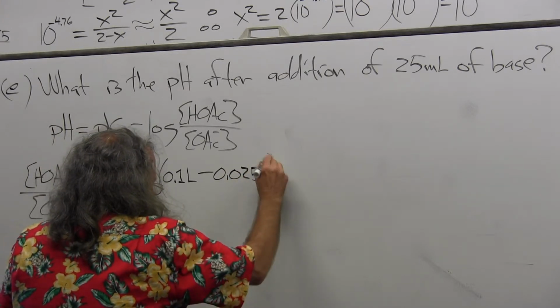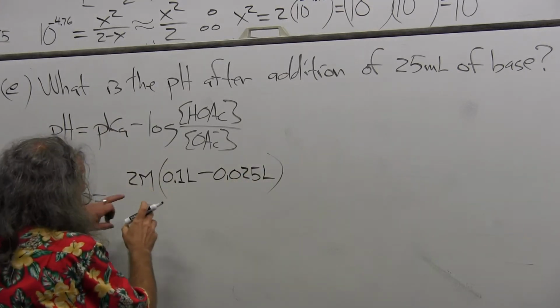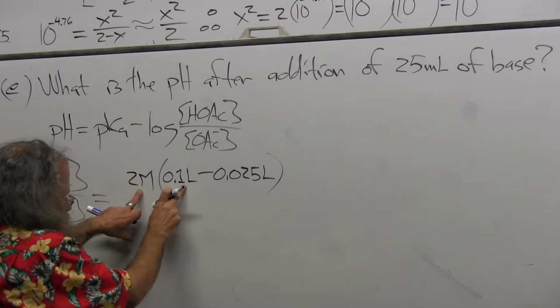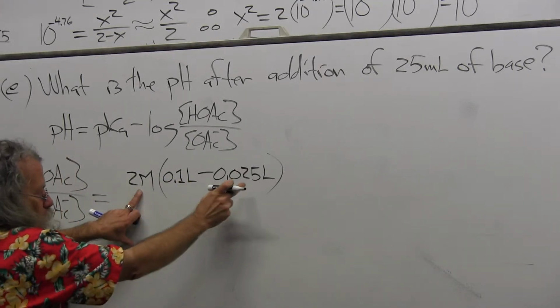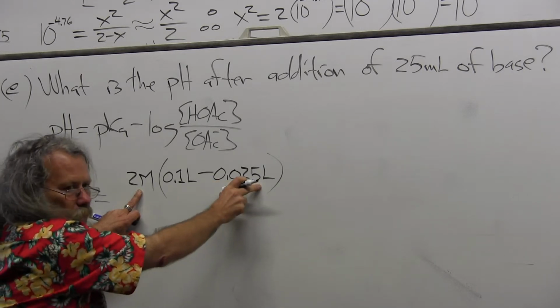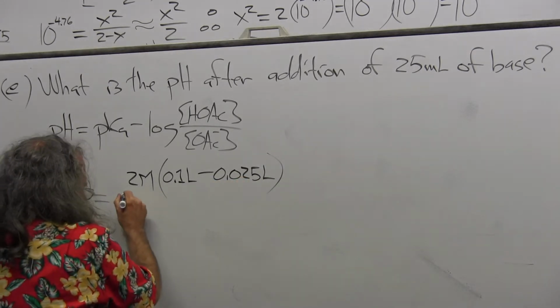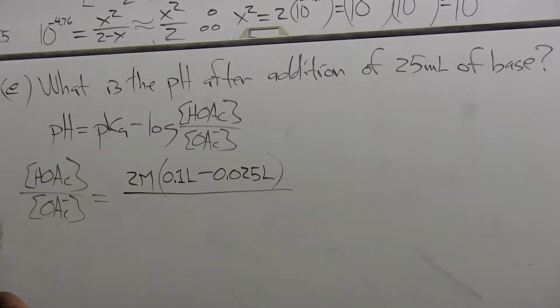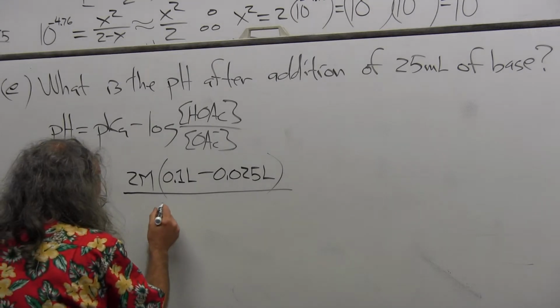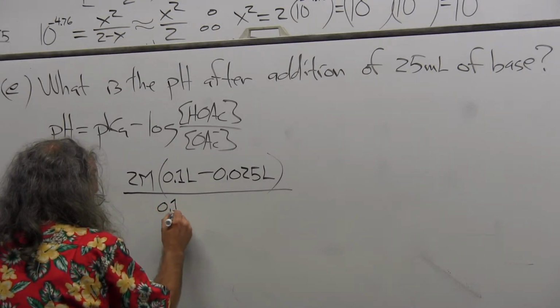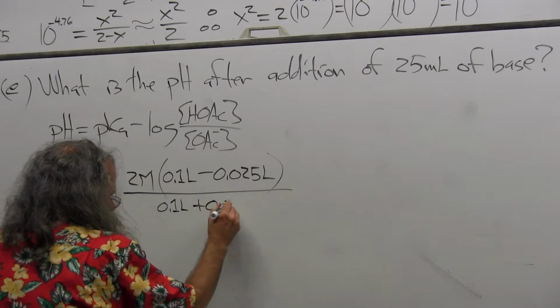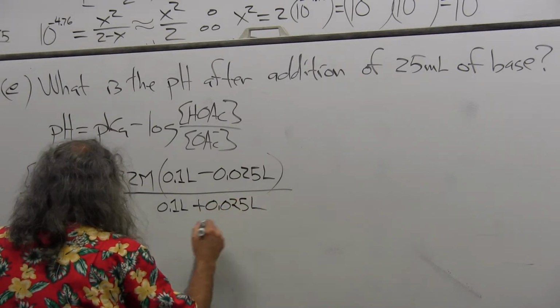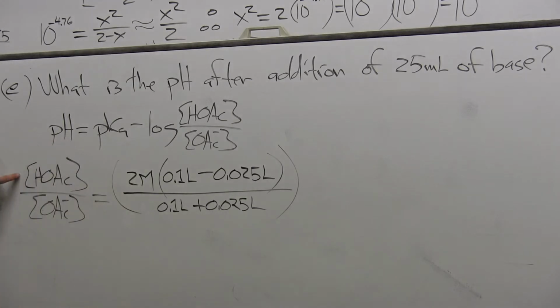0.025 liters. So this tells me the original number of moles of acid present, since this is equimolar base, minus the amount of base I added. But now I have to take into account that the concentration has changed, because when I was adding the base, I was increasing the volume. So what's the total volume? 0.1 liter plus 0.025 liters. So that takes care of the concentration of acetic acid in moles per liter. So the units work out.